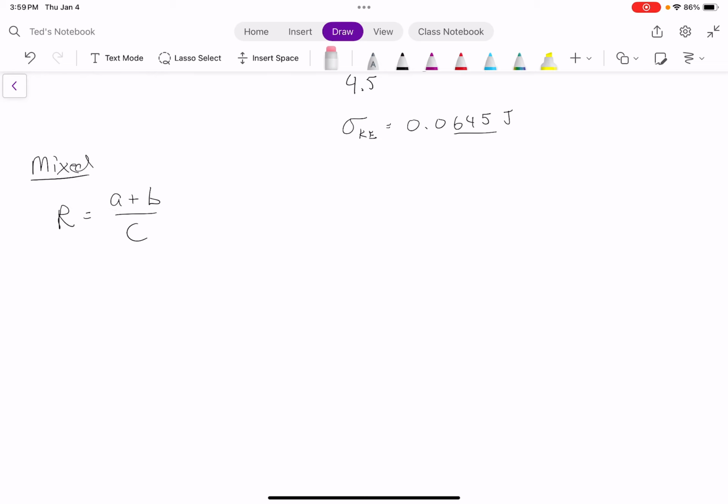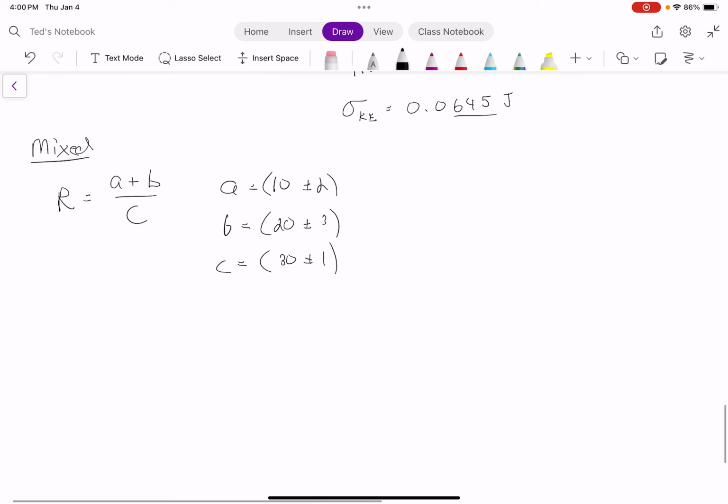All right, let's give some values. Let's say that A is equal to 10 plus or minus 2. B is equal to 20 plus or minus 3. And C is equal to 30 plus or minus 1. Okay? And we're going to do A plus B over C. First thing we can do, of course, is just get the answer. A plus B is 10 plus 20, that's 30, divided by C is 30. 30 divided by 30 is 1. So my R value is just equal to 1.